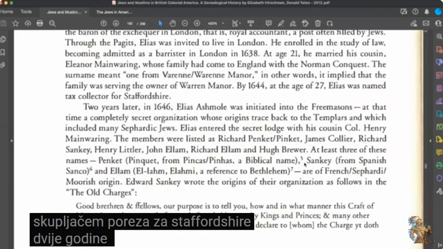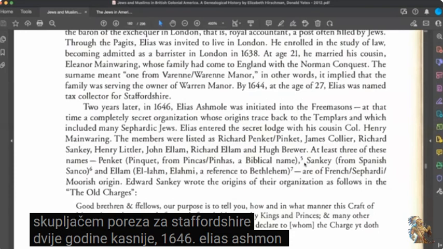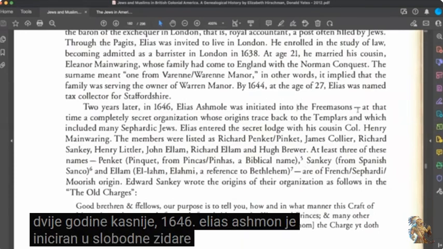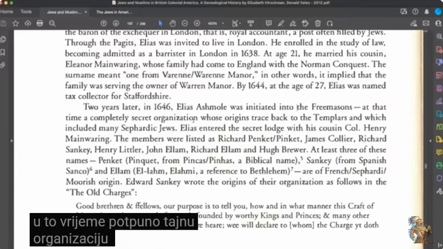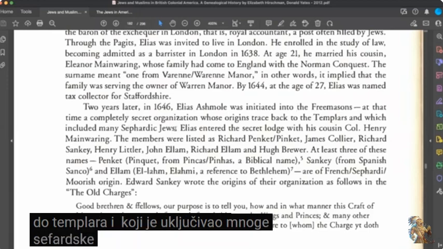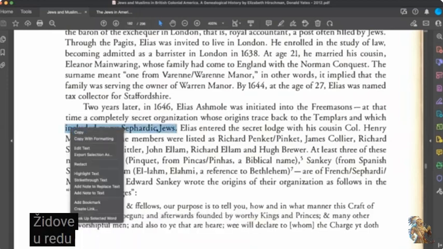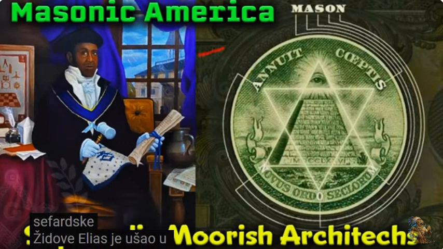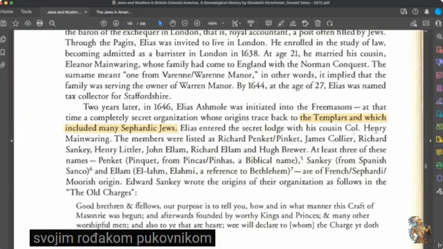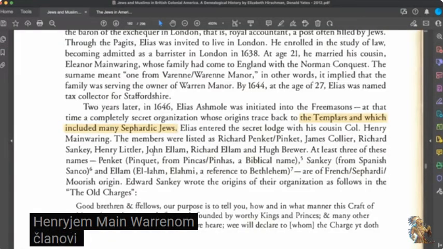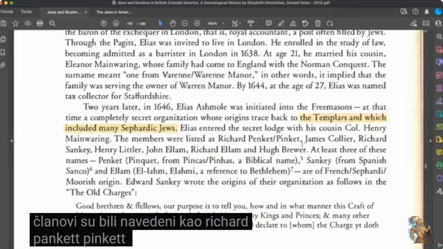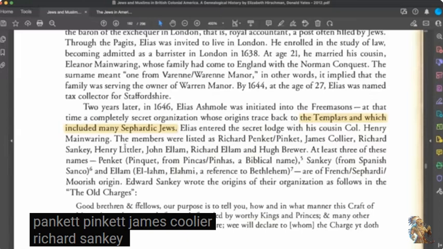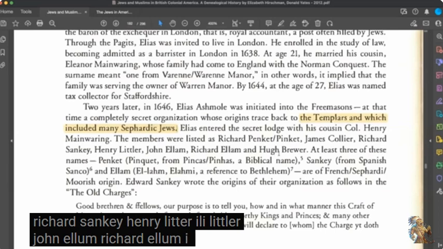Two years later, in 1646, Elias Ashmole was initiated into the Freemasons, at that time a completely secret organization whose origins trace back to the Templars and which included many Sephardic Jews. Elias entered the secret lodge with his cousin, Colonel Henry Mainwaring. The members were listed as Richard Pinkett, James Collier, Richard Sankey, Henry Littler, John Allen, Richard Allen, and Hugh Brewer.